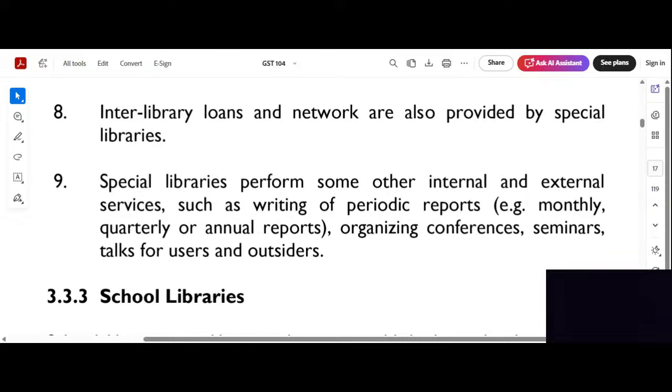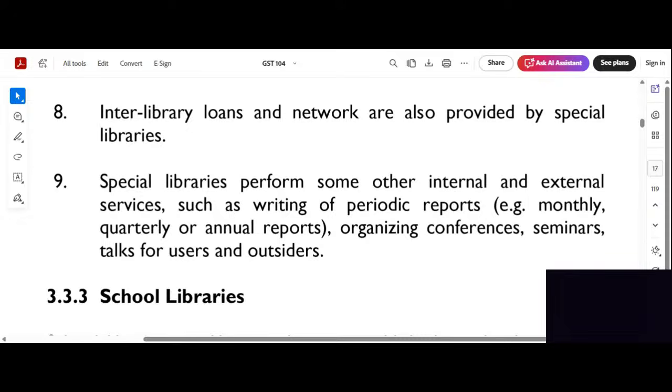Then we discussed research or special libraries. The first thing you learned is that the research library is also known as special libraries. And you learned that they are private types of libraries, privately owned, and they focus on only a single area of subject or some group of subjects.